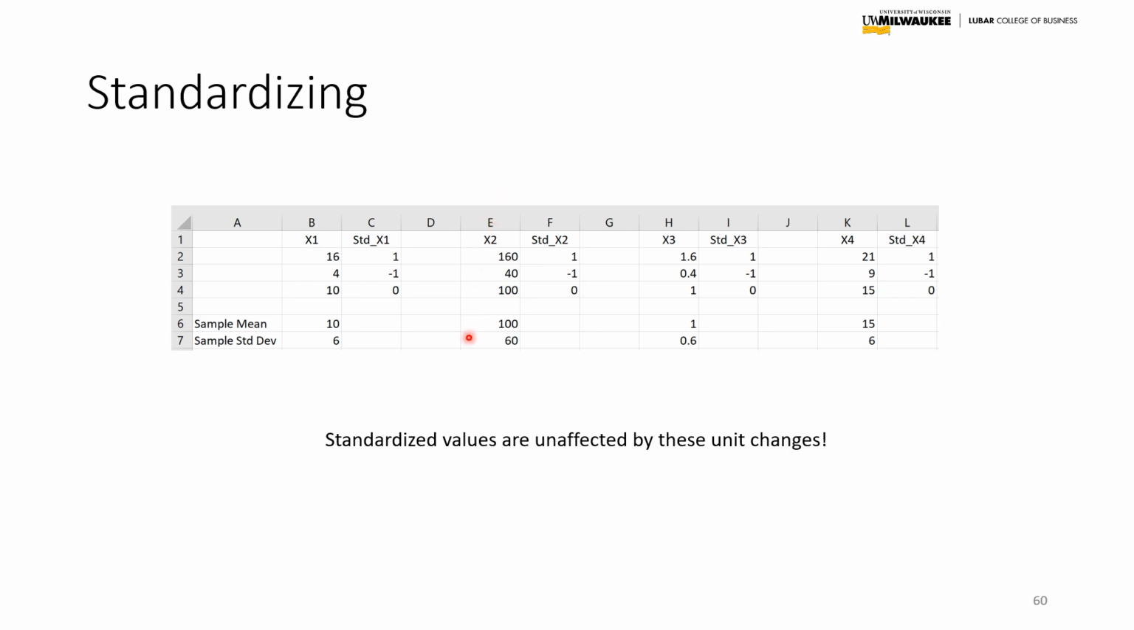Well, obviously the mean and the standard deviation will inflate based on that multiplying times 10. But notice the standardized values do not change. Suppose we divide by 10. Same thing. The standardized values are unaffected. Suppose I add the number 5 to all the observations. Same thing. The standardized values are unaffected. So standardized values are unaffected by unit changes.